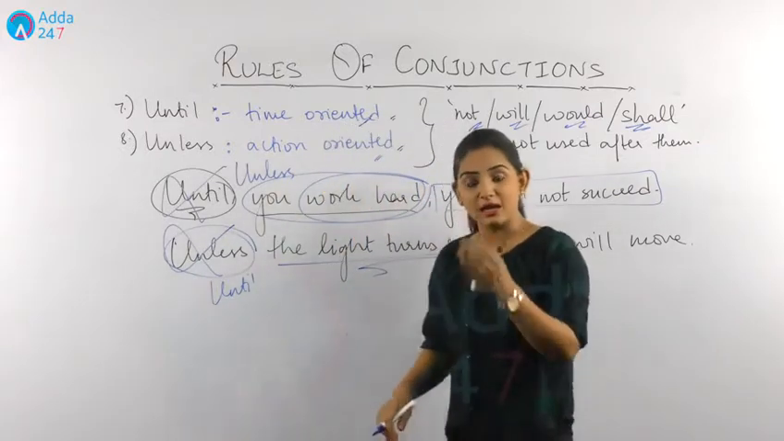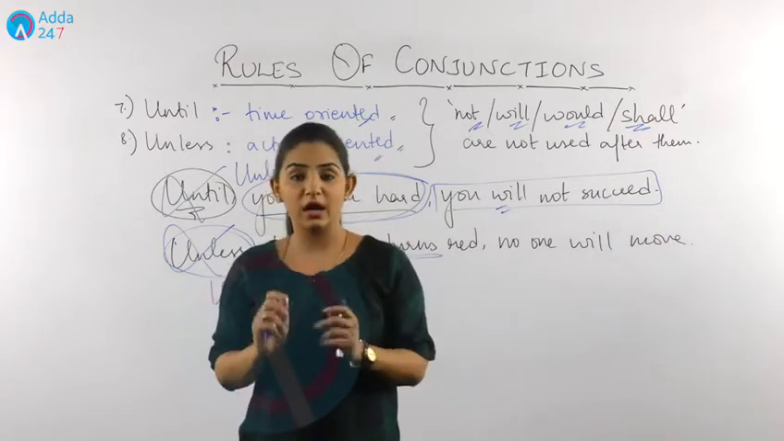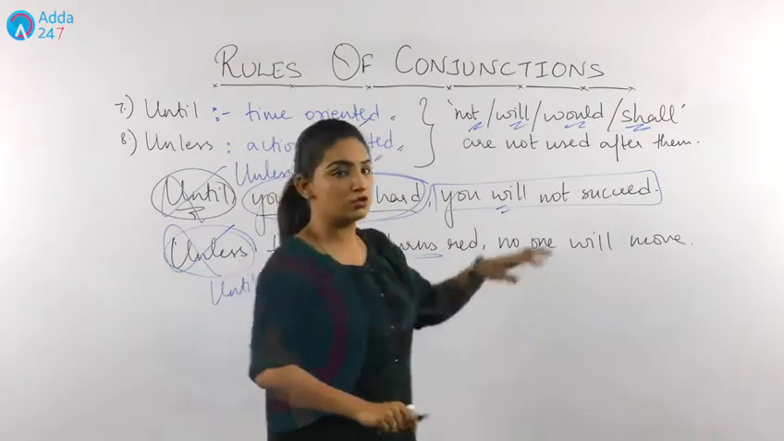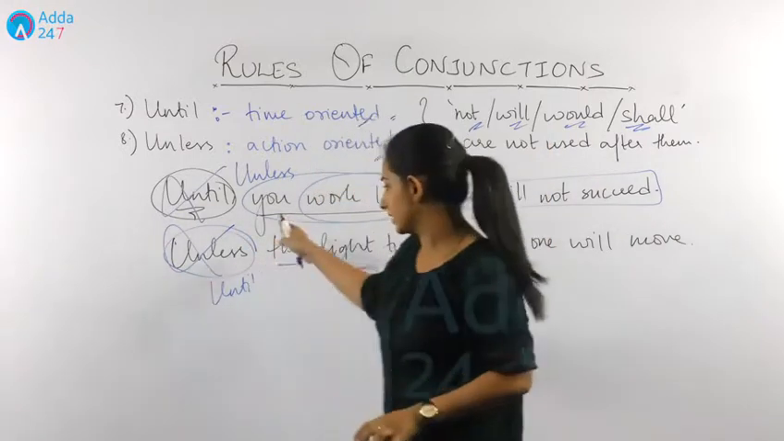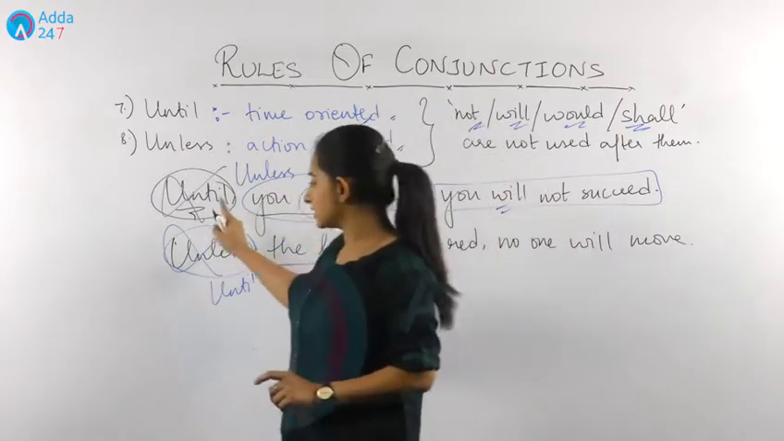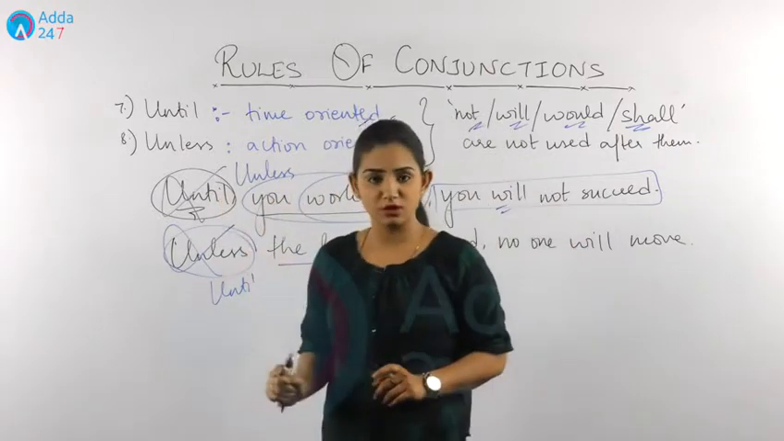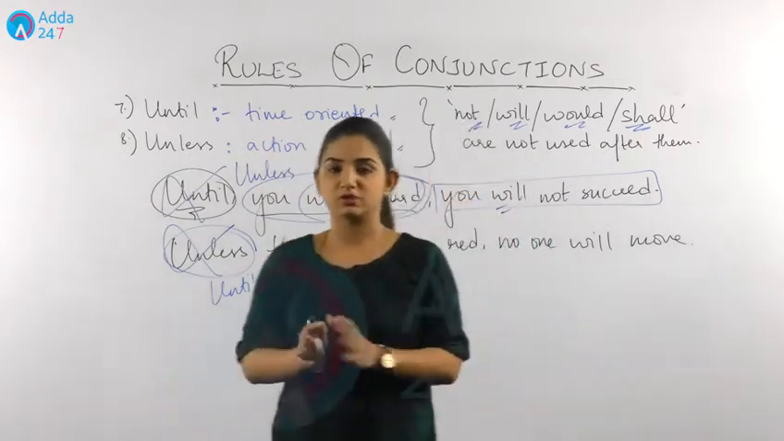So until and unless are very confusing, but you'll not use a negative word after them and you'll not use will, would or shall after them in the clause following it. Afterwards, you can use it. But make sure that until always uses time orientation and unless always uses action orientation.